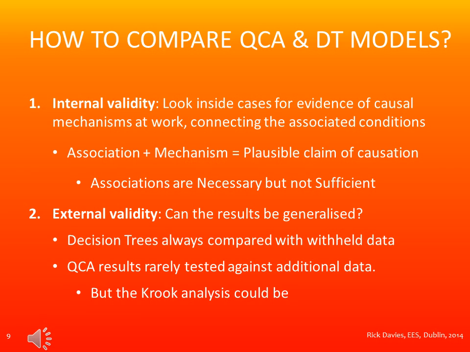The other way of comparing the 2 types of models is to look at external validity. Can the results be generalized? Decision trees almost always get tested against a separate data set, usually a section of the original data set that's been held back. With QCA analyses, these are rarely tested against additional data, not because it's not possible, but I think possibly because it's largely to do with historical data. However, when you look at the KROOK data set above, it would be quite easy to test that against other data. For example, the status of women in other African countries outside the set of 26 that were studied.